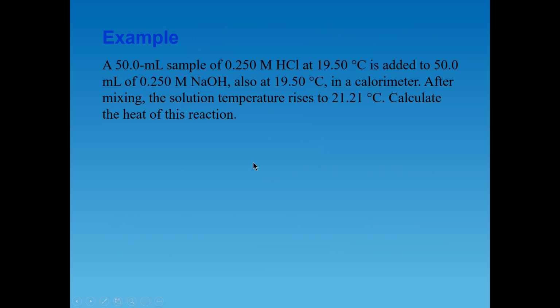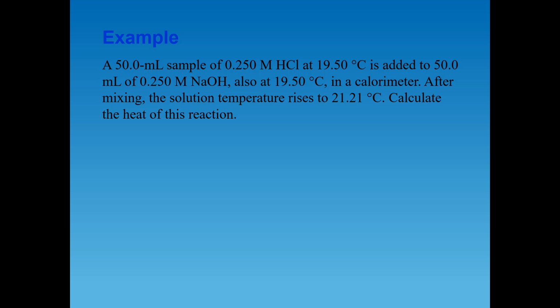So let's apply this to this particular example. Here we have a reaction between HCl and sodium hydroxide, a neutralization reaction. They both have the same volume, the same temperature, and the same molarity. What that means is that the moles of hydrochloric acid will be the same as the moles of sodium hydroxide. The question is asking for the heat of this reaction after mixing. The initial temperature is 19.5 degrees Celsius, and the final temperature is 21.21 degrees Celsius. So we need to find Q.